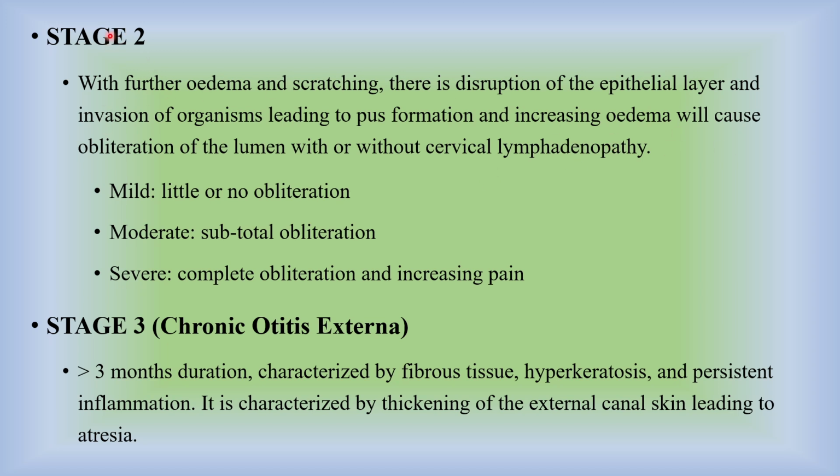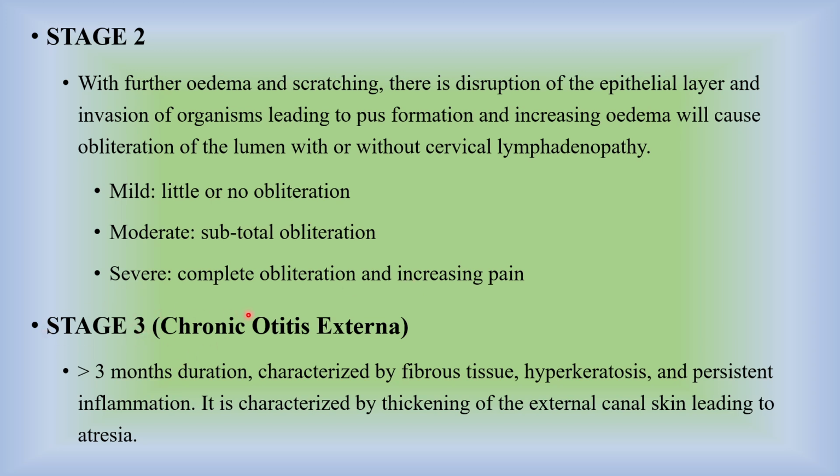Stage 2 is further classified into mild, moderate and severe. Mild is when there is little or no obliteration of the external aural canal. In the moderate one there is subtotal obliteration, while in the severe intensity of this stage there will be complete obliteration, and the symptoms will be increasing in this stage.